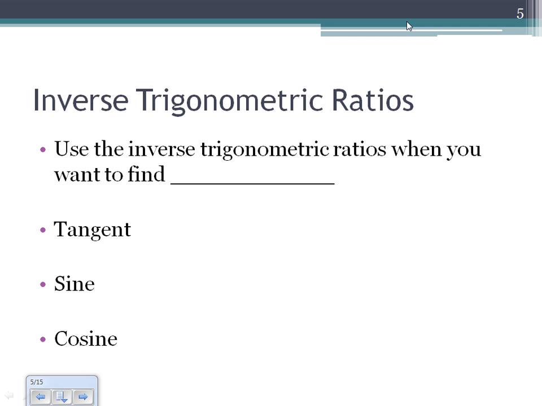Before we do that, we've got to talk about inverse trig. So far we found all the sides, all right? We want to use the inverse trig ratios when we want to find angles, and this is very important. We want to find the angles. So inverse angles, okay? We use the inverse trig ratios when we want to find the angles. And that's the part that is a little mysterious today. It's going to get a little strange.